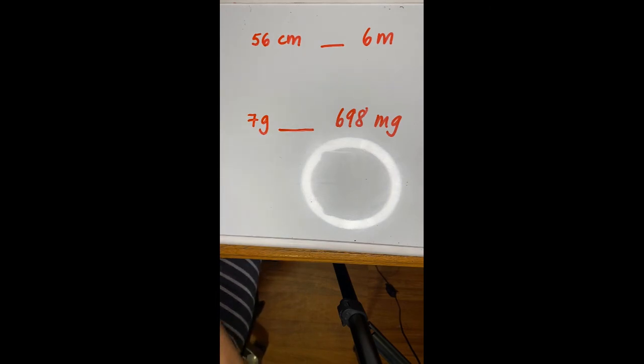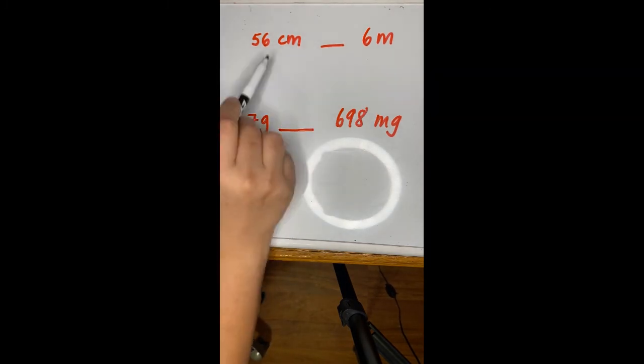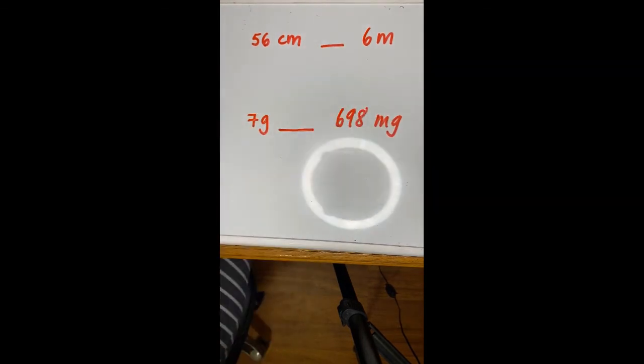Okay, so in these cases, we're going to figure out what is bigger. Is 56 centimeters bigger or is 6 meters bigger? So what we have to do is put them in the same unit so we can convert them. You can convert centimeters into meters, or you can convert meters into centimeters. Let's convert meters into centimeters.